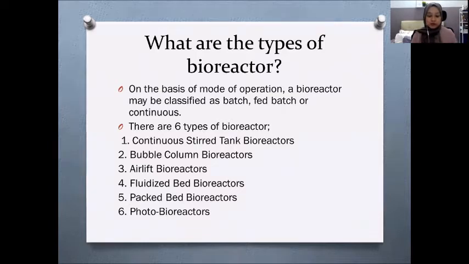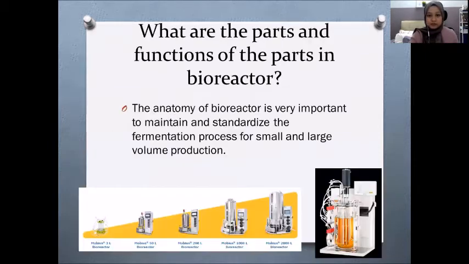An example of continuous is the continuous stirred tank reactor model. An example of continuous bioreactor is the chemostat. So there are 6 types: continuous stirred tank bioreactor, bubble column bioreactor, airlift bioreactor, fluidized bed bioreactor, packed bed bioreactor, and photobioreactor. So what are the parts of bioreactor? The anatomy of bioreactor is very important to maintain and standardize the fermentation process for small and large volume of production.